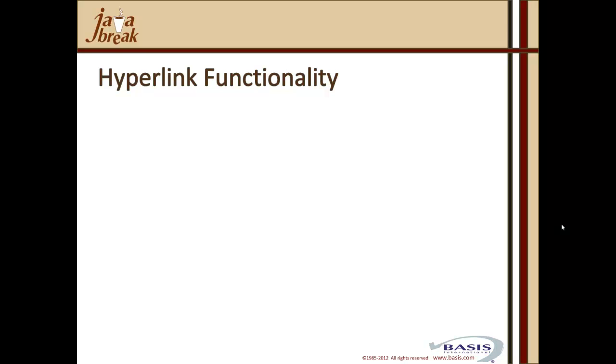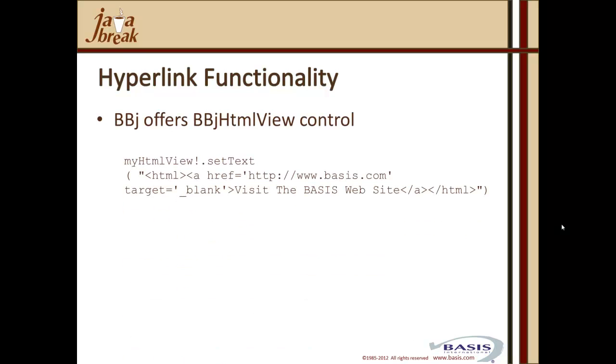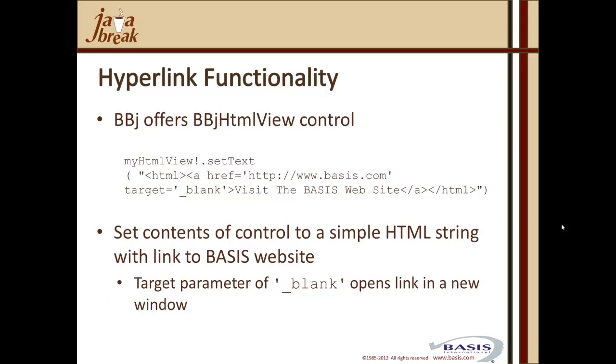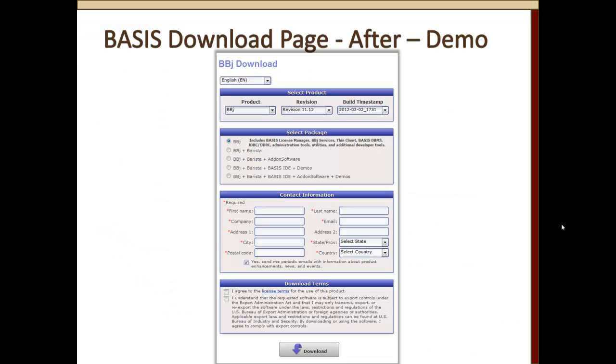Hyperlink functionality, a common feature that you'd want in a web page, is obviously provided by HTML. It's often overlooked that BBJ offers the BBJ HTML view control. And here we can use the control to create a new window, and therefore not force the user to be navigating away from the current window. So as you'll see in a minute, that's the functionality we use to show the license terms. So we can simply set the contents of the control to a simple HTML string with a link to a web page. In this case, the example I've used here is the basis website. And if you give the target parameter of _blank, it opens the link in a new window.